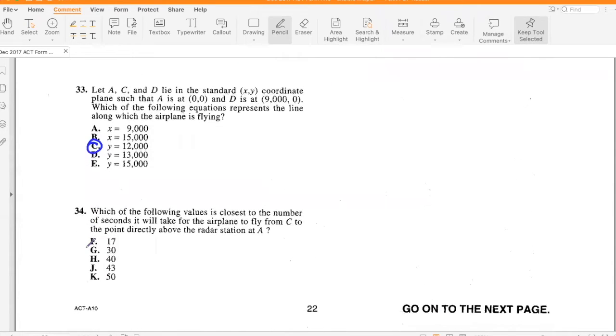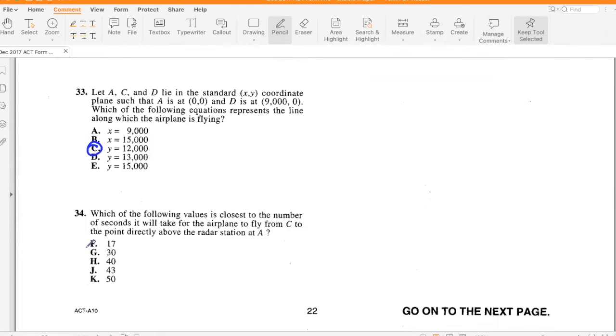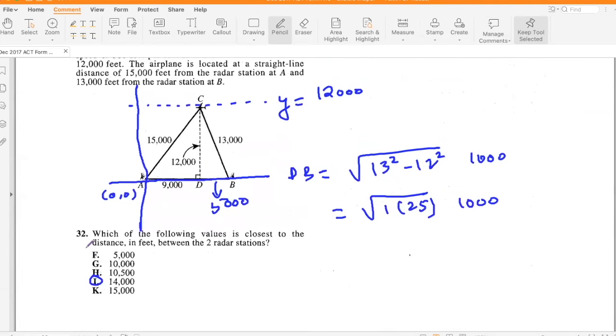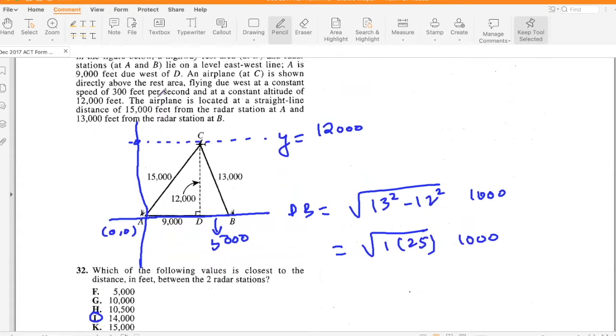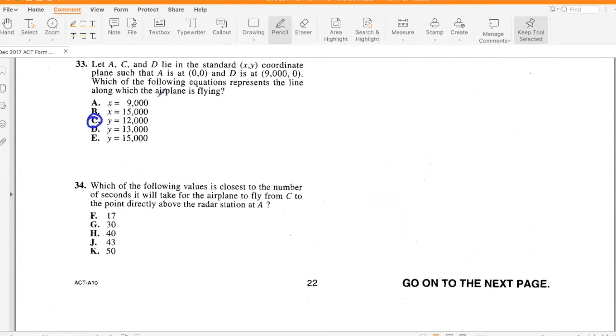Which of the following values is closest to the number of seconds it will take for the airplane to fly from C to a point directly above the radar station at A? Okay, so from C to this point, that's a distance of 9,000 feet, and it's going at 300 feet per second. So the time would be 9,000 by 300. So that's 30 seconds.